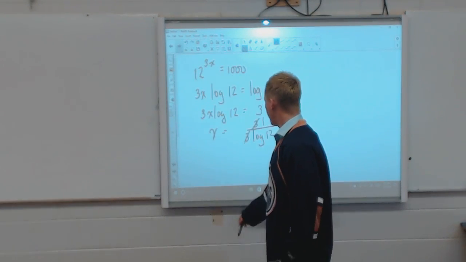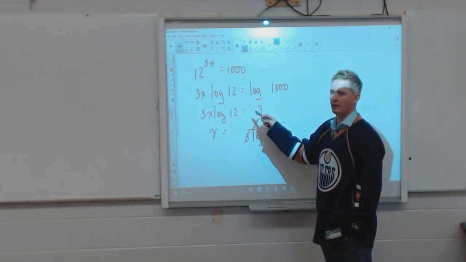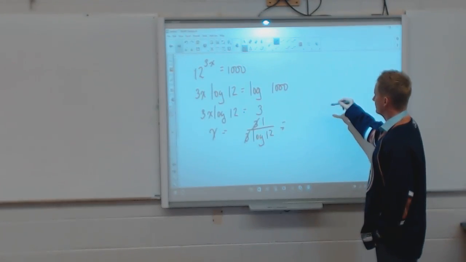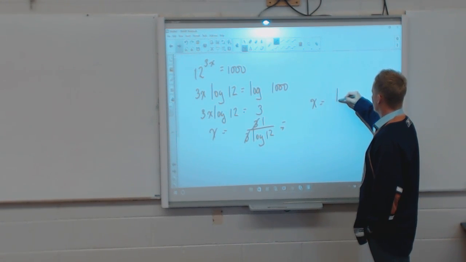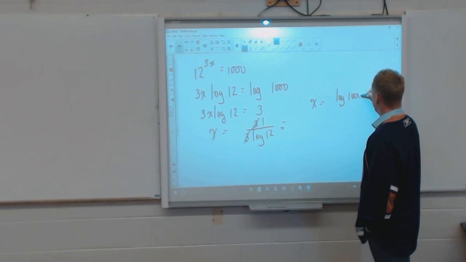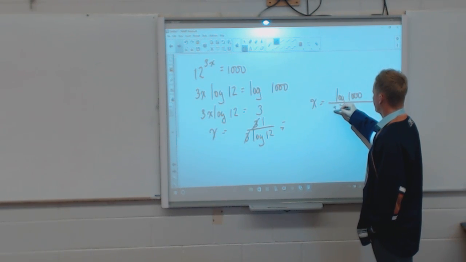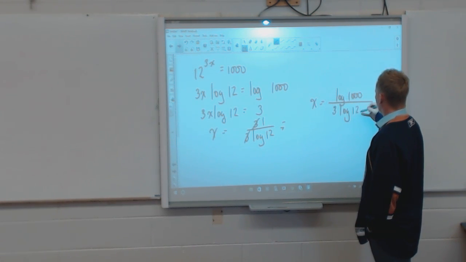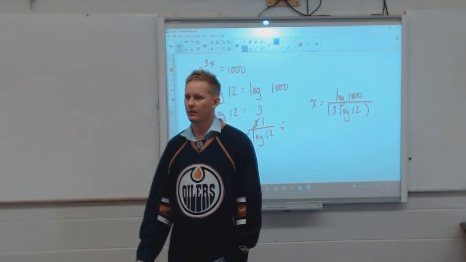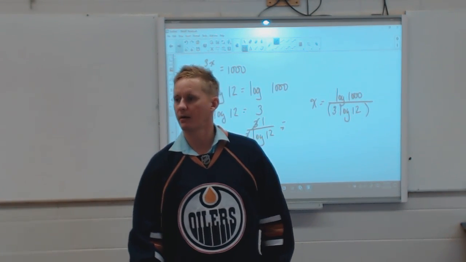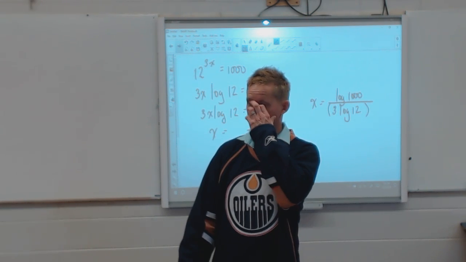Now I didn't need to do this part right here. I could have left it as log 1,000. So instead I would have had x is equal to log 1,000 divided by 3 log 12. And then you need to make sure that you have the brackets on the bottom there. That's necessary if you're going to use your calculator at that point.